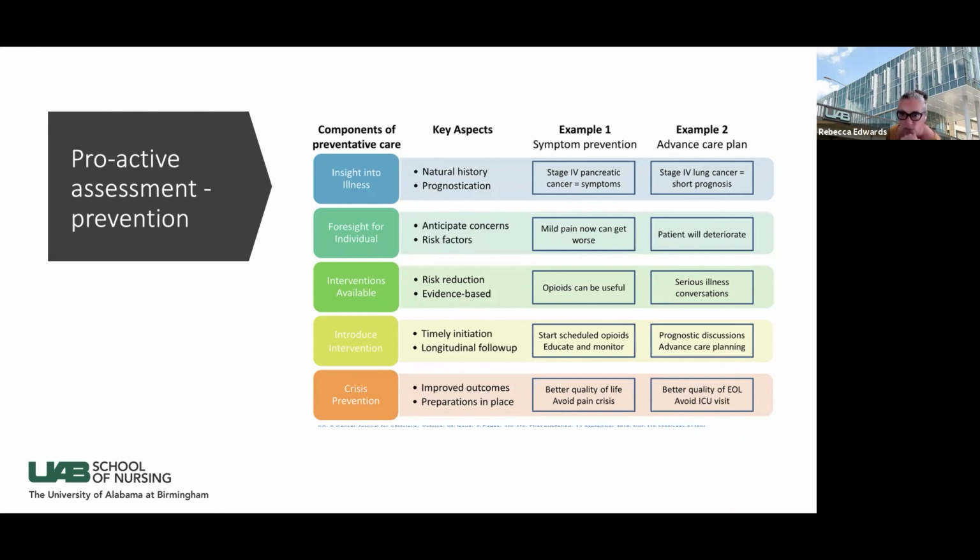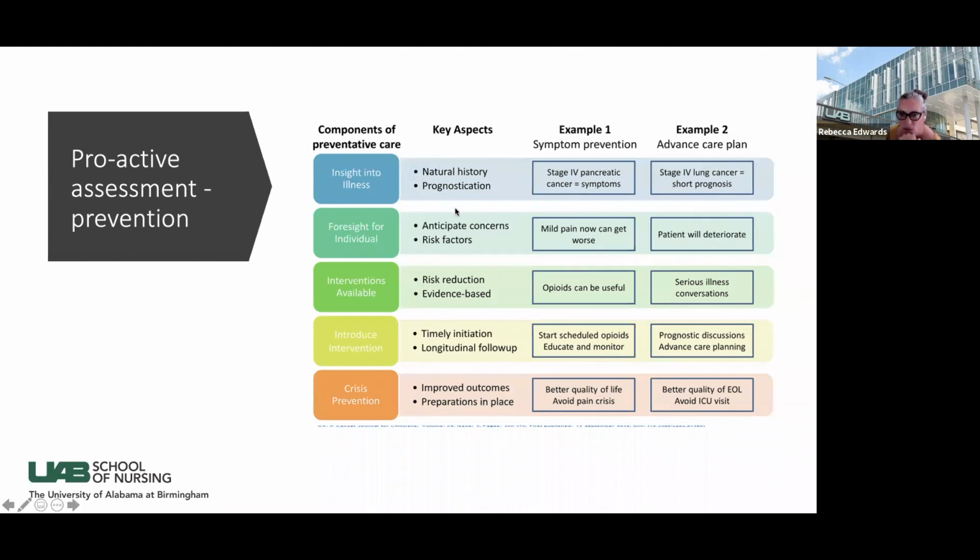So for example, on the first line, a patient with stage 4 pancreatic cancer tends to have very high symptom burden. They have a very short prognosis. So in example 2, we want to make sure that we're advanced care planning. And in example 1, we want to make sure that we're symptom managing.